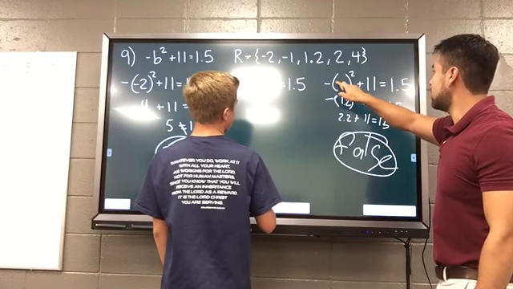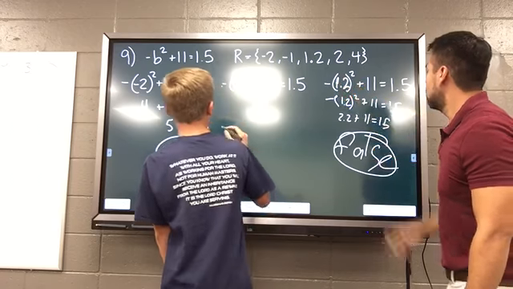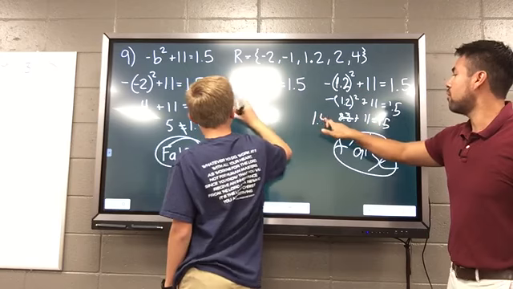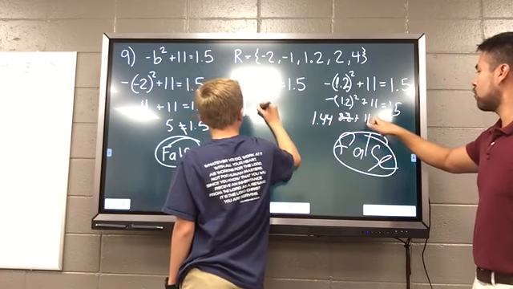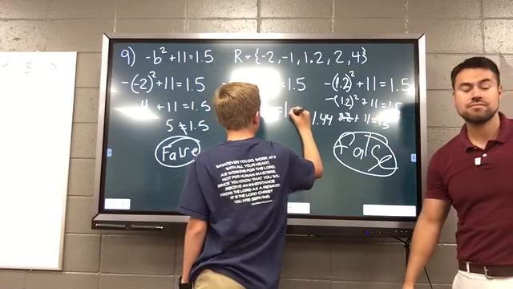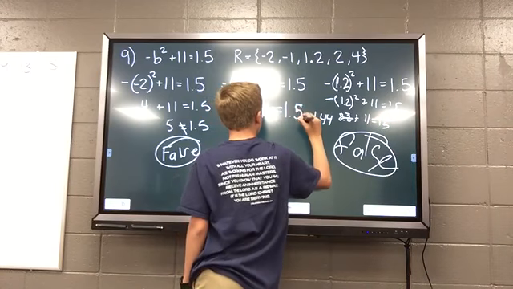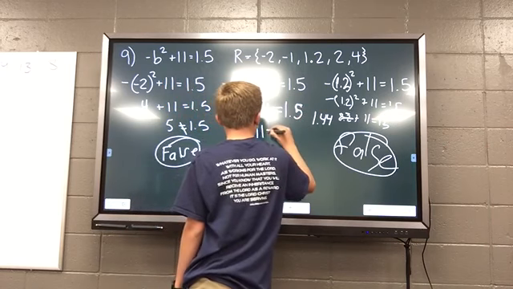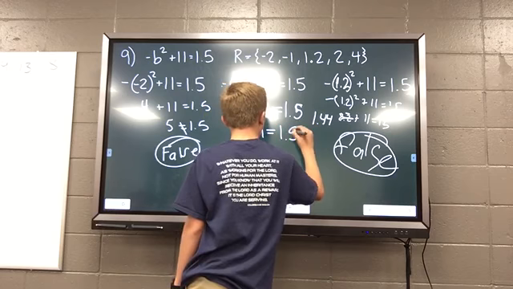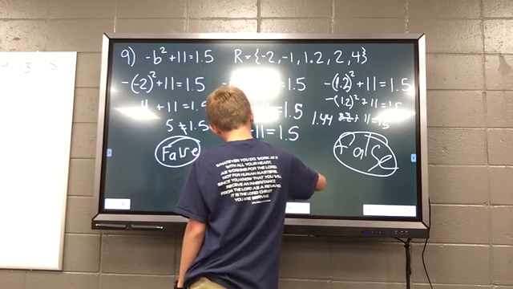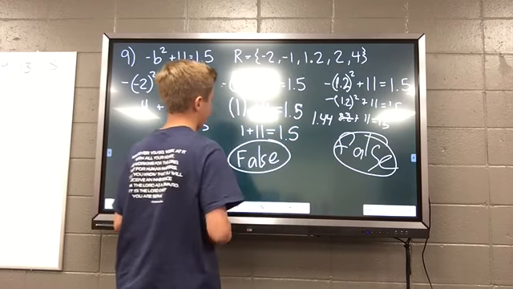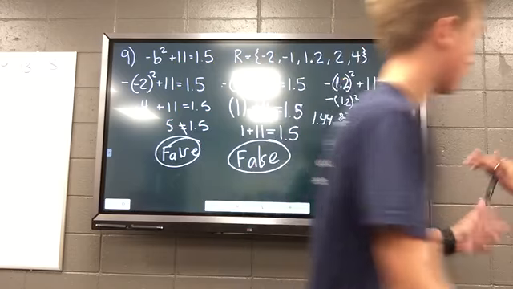And then, Josh, you did 1.2. 1.2 squared would have been 1.44, and 1.44 plus 11 is still false. Careful with those decimals. What I do like about our new curriculum, although I was iffy at first, is that they're going to make you do a lot of decimal and fractional problems because I want you to get more comfortable with those, because they're not easy.